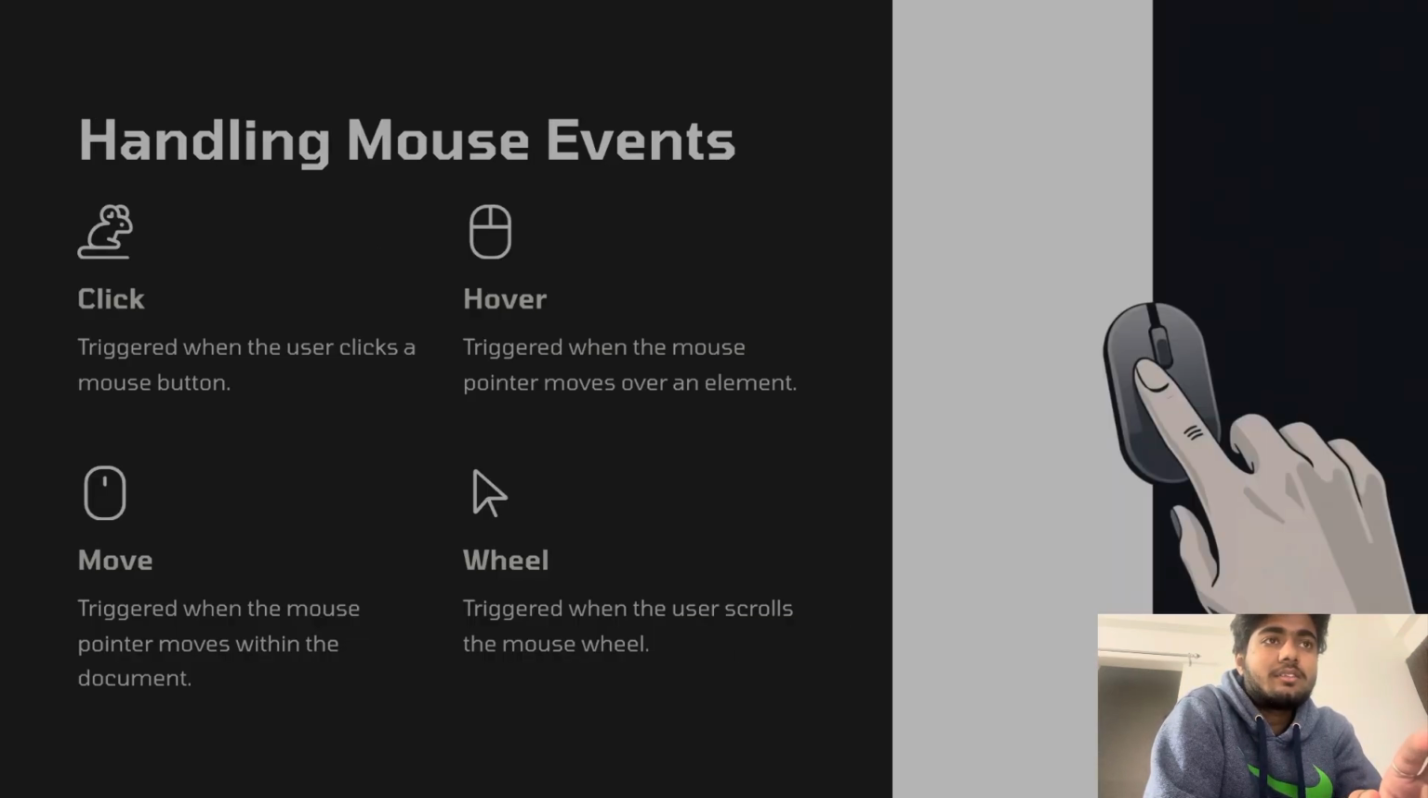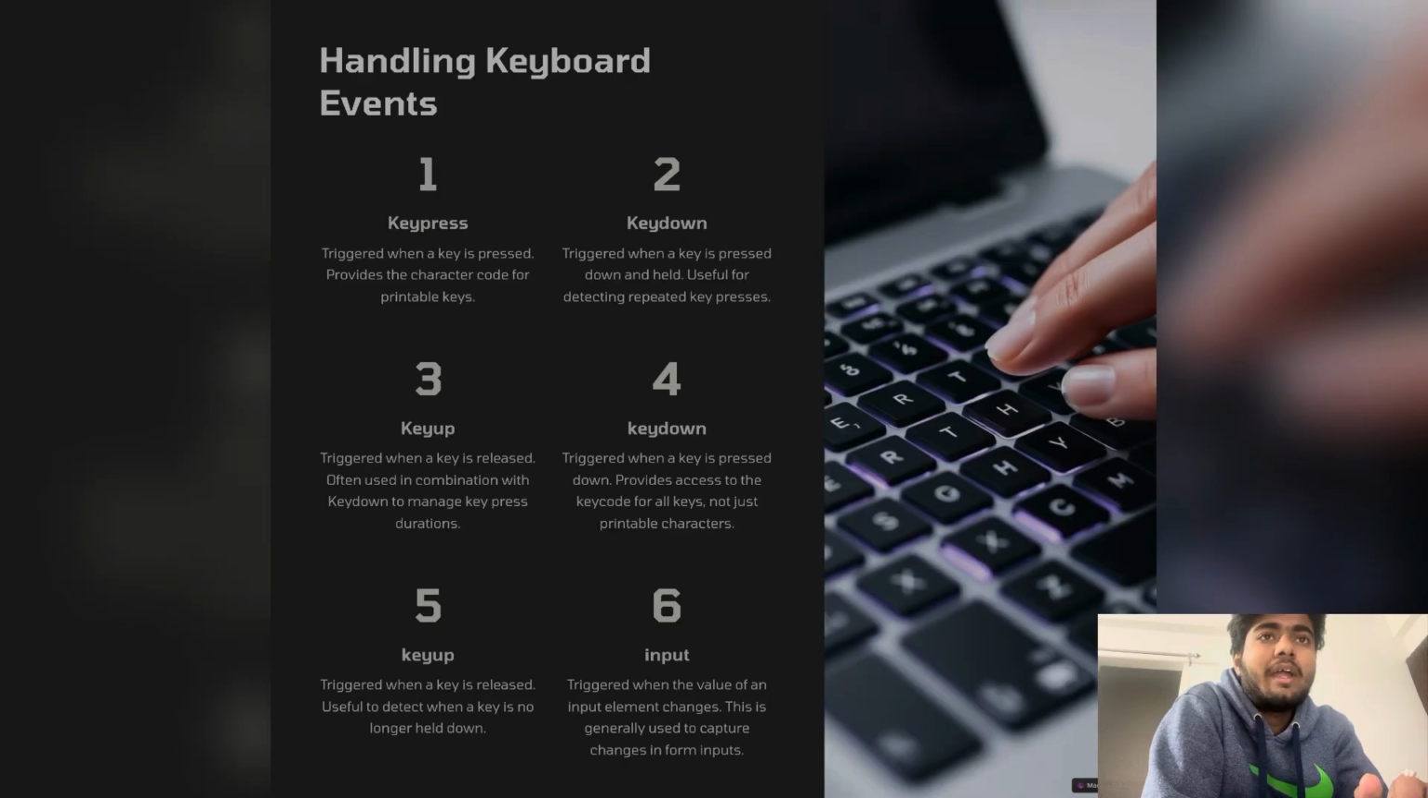So now you can see how to handle mouse events. Mouse events are among the most common types of user interactions. Here are a few examples of how these events are triggered and used: click, hover, move, wheel. Click means the user clicks an element. Hover means activated when the pointer moves.